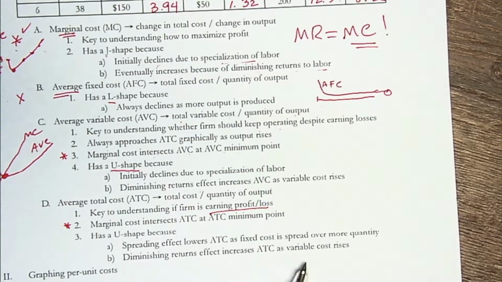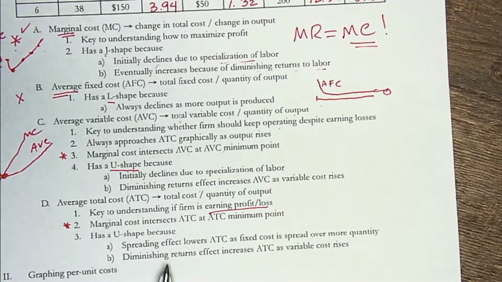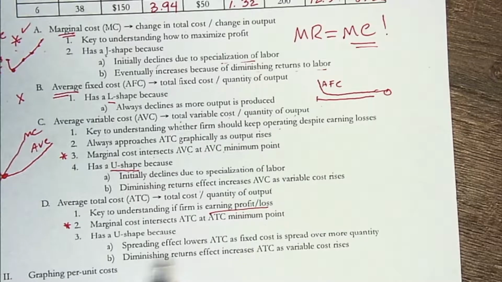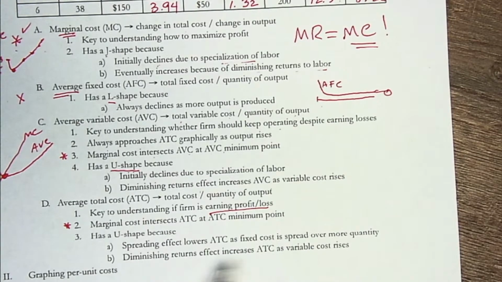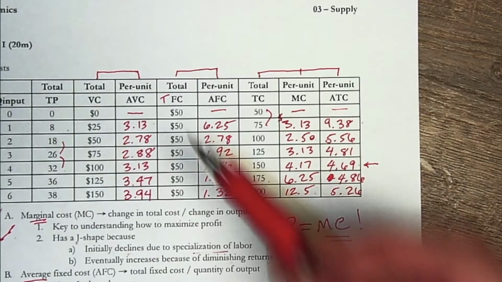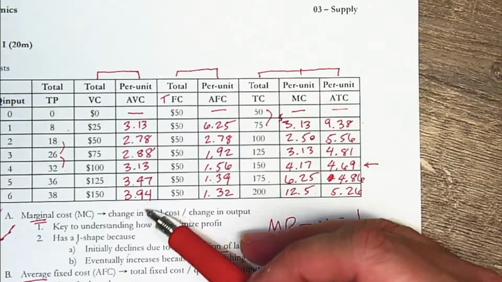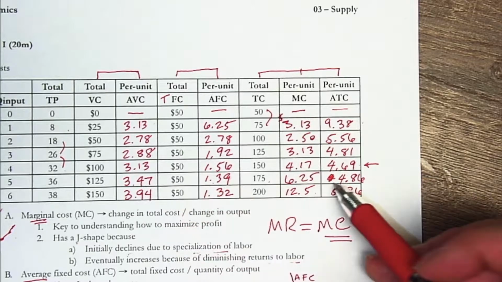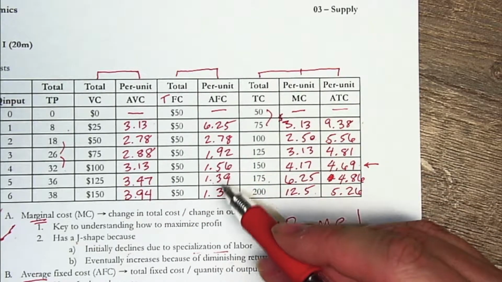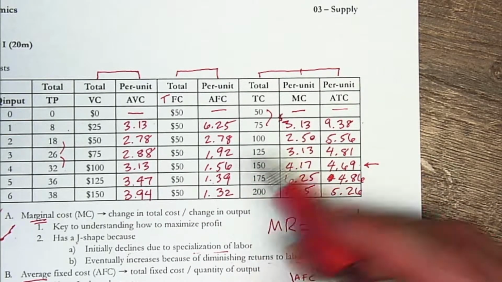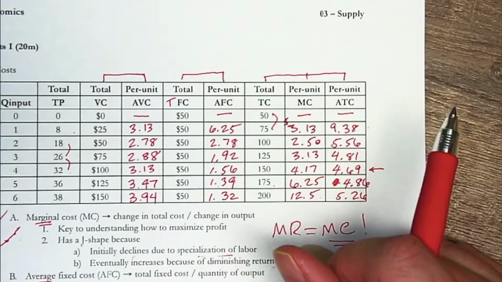But eventually, the AVC starts to outweigh it. So we call this the spreading effect because we're spreading out that fixed cost over more quantity. The diminishing returns effect is going to increase the ATC as this value starts to come back up again. So this value is going to start to pull and outweigh the fact that this value is getting smaller and smaller.